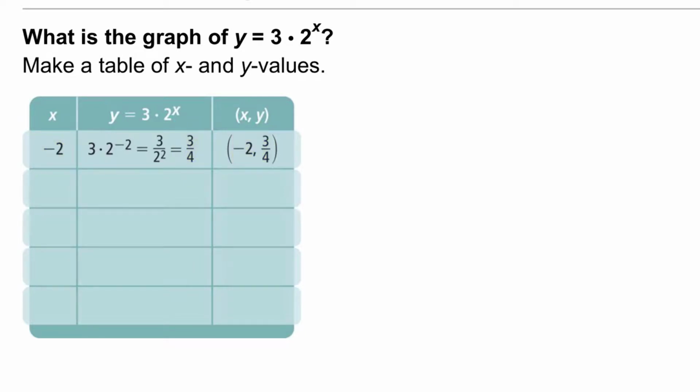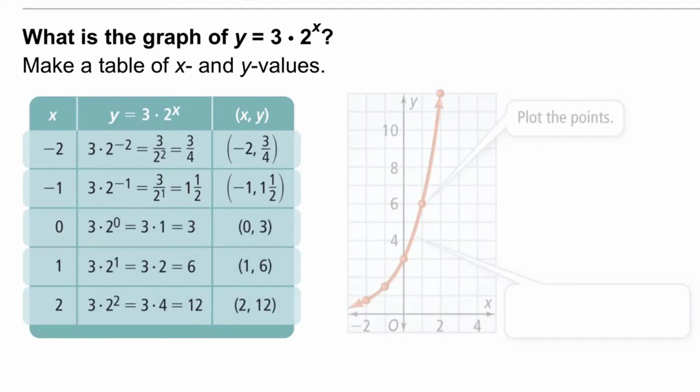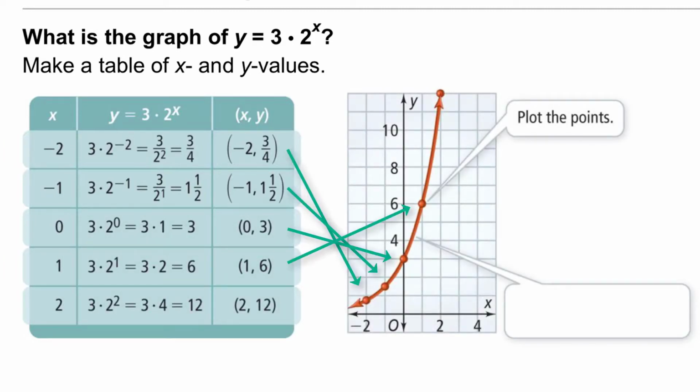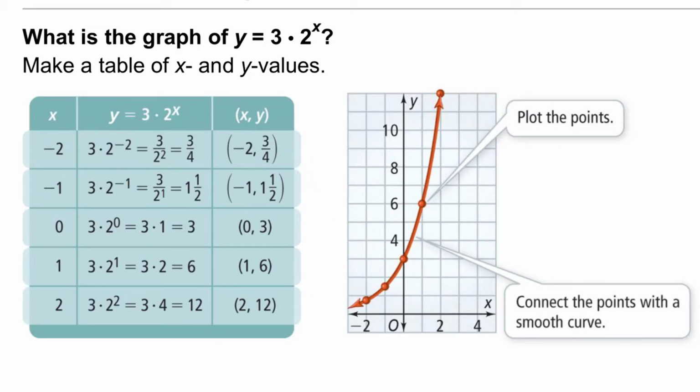Doing the same process with -1, we find y equals 1.5. So our ordered pair, -1, 1.5. Continuing and repeating with 0, 1, and 2, we find these remaining ordered pairs. Next, we'll plot the points to represent the ordered pairs and connect the points with a smooth curve.